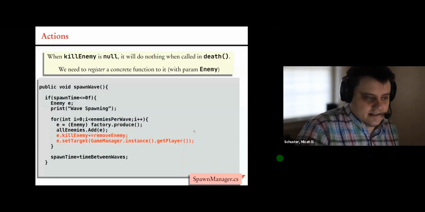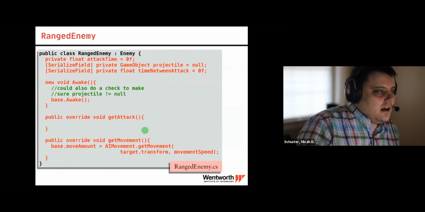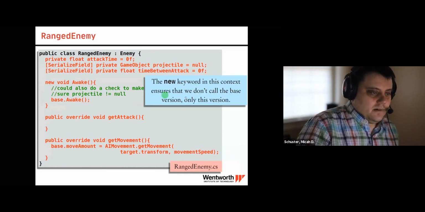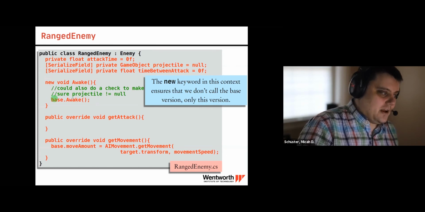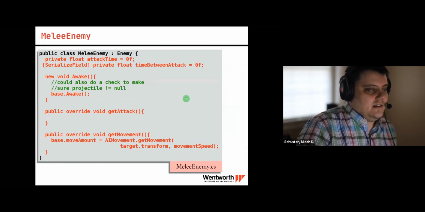I think the rest of the slides here are just, so here's the registering stuff. When it's invoked, it calls those functions. And then the enemy and the ranged enemy and the melee enemy. So the New keyword ensures we don't call only the base version, we call this version, and then we call the base from here, and then override and a few of those things, and the enemy as well.